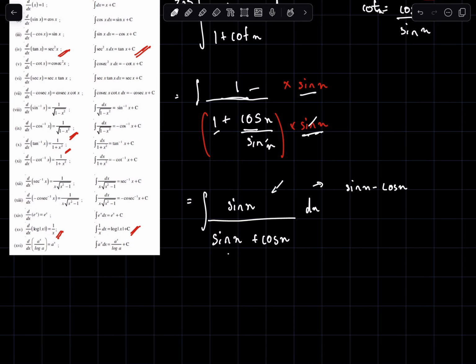So here's what we're going to do. You need sine x minus cos x. That's one of the most important things. Okay. Now, how do we do this?